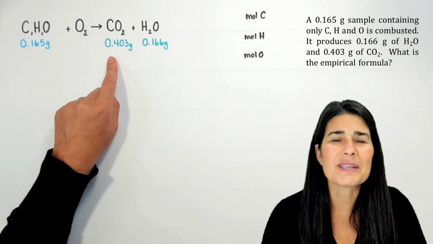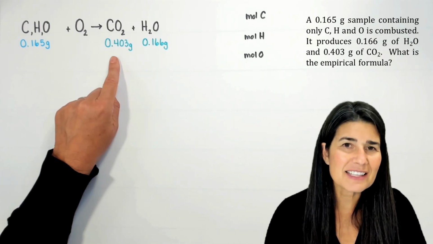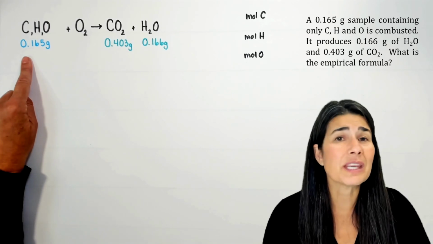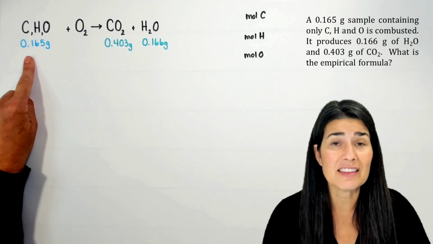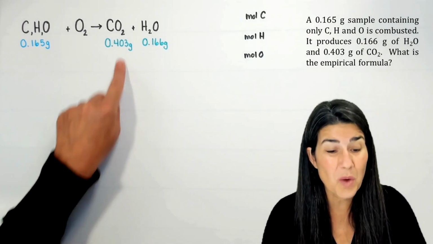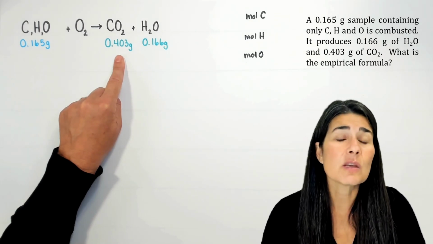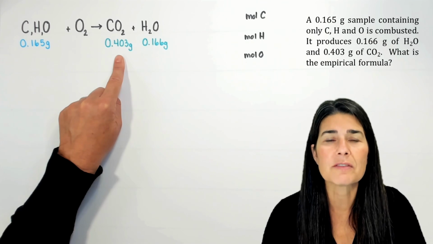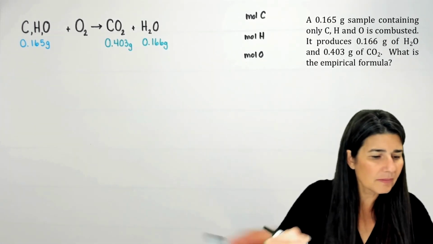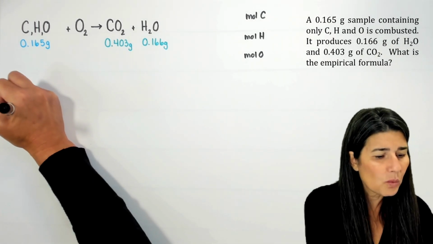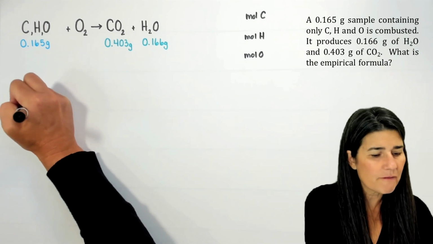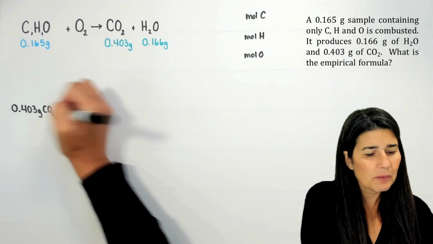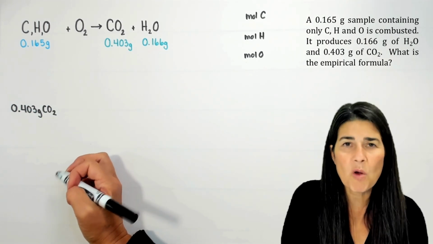Looking at the carbon dioxide is going to give us information about the carbon. There's only one place that the carbon in this hydrocarbon went to. It went into carbon dioxide. So we can use the carbon dioxide number to give us information about moles of carbon. Let's start there. I'm going to start off with my 0.403 grams of CO2. I want to take that all the way over to moles of carbon.